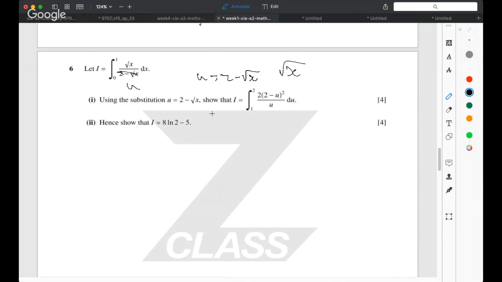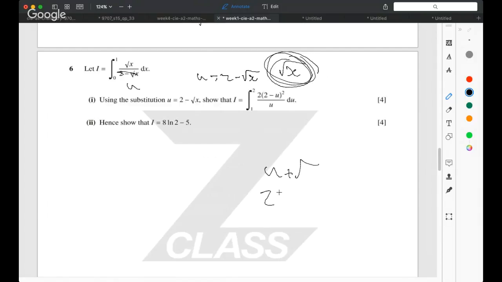Why do you want to get x? Because this is x alone. No, not x alone, but square root of x. Yeah. So what you would do is just have u plus square. Oh wait. Yeah. No, that doesn't work.